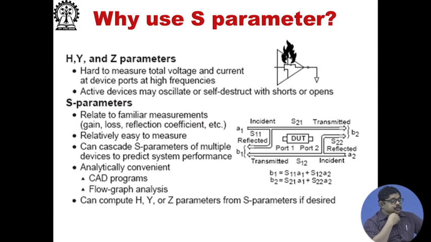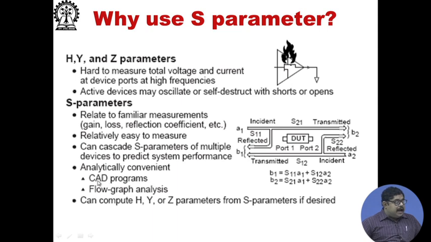Now, S parameters relate to familiar measurements like gain. Gain means how much voltage gain, power gain, etc. Loss, reflection coefficient, how much reflection is taking place. From S parameters we can easily find those things. They are relatively easy to measure, and you can cascade S parameters of multiple devices to predict system performance. Also, analytically it is convenient.